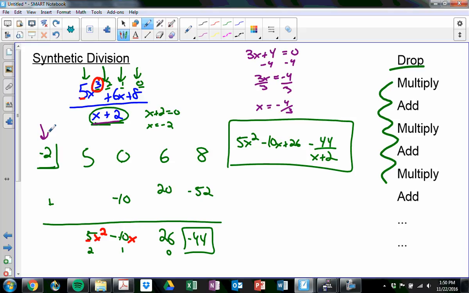Synthetic division only works if the thing you're dividing by has a power of 1. If it's like x squared or x to the third, the synthetic division process won't work.